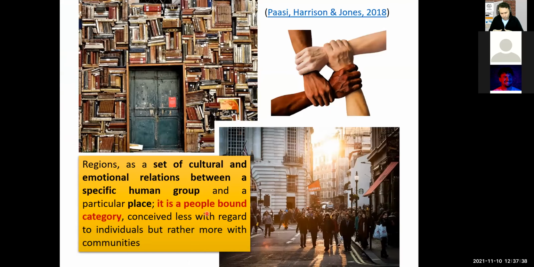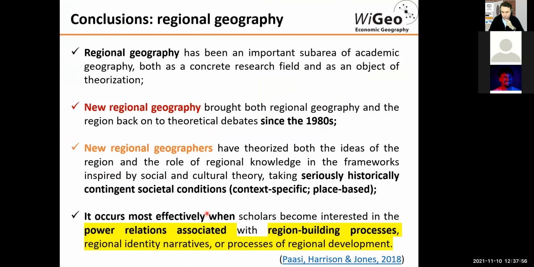So, this concept again of sense of belonging, boundedness, and the sense of community that exists within the region, they start again playing a fundamental role in regional geography and in research conducted within regional geography. And as a conclusion here, we enter a more practical oriented part of the lecture, to see if we can grasp this a little better.